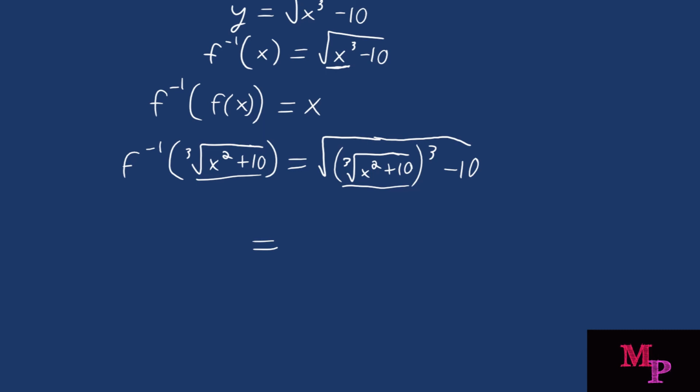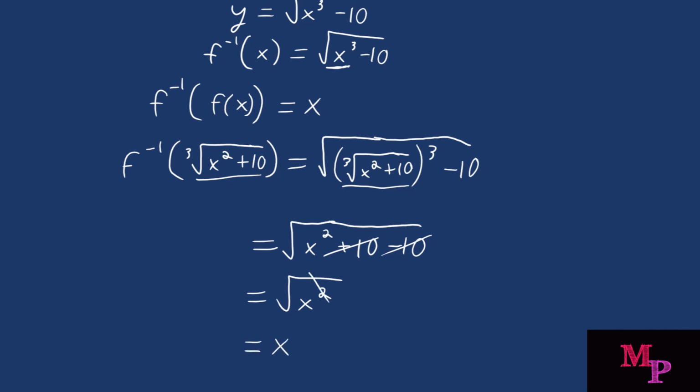is to take your cube root and cube it, and that just cancels out. So you're going to be left with x squared plus 10 minus 10, and all of that is being square rooted. 10 minus 10 is 0, so that crosses out, and that gives you the square root of x squared. And the square root and the square cross out, and that leaves you with x. So because you got x, you verified that these two functions are inverses of each other, and you did it correctly.